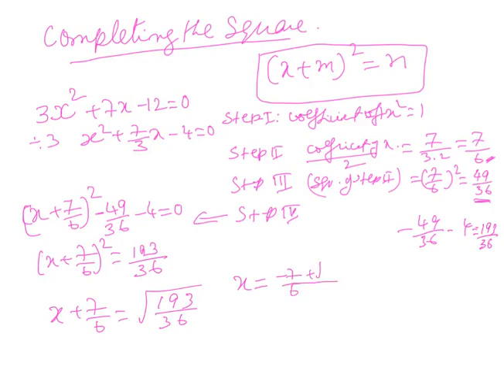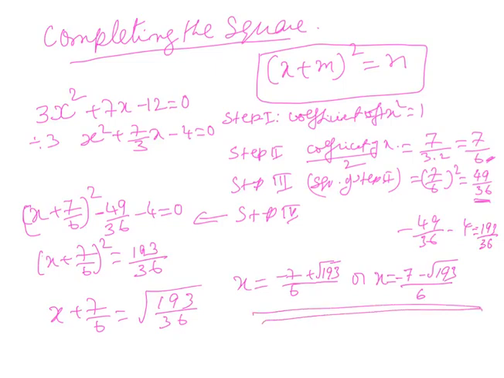Square root of 36 is 6, so the denominator is 6 on both sides. So x is equal to, for both terms, minus 7 plus or minus square root of 193 divided by 6. So this is the approach that we use for the completing the square method.